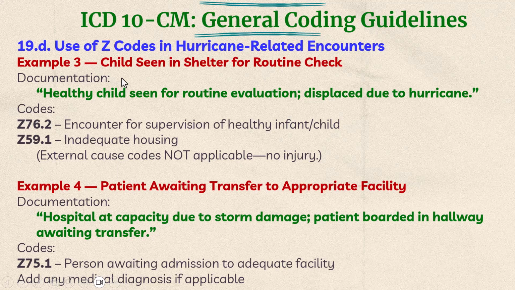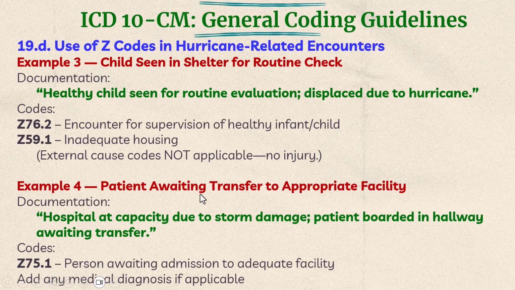Example 3, child seen in shelter for routine check. So documentation says healthy child seen for routine evaluation, displaced due to hurricane. So here the codes are Z76.2 for encounter for supervision of healthy infant or child, Z59.1 for inadequate housing. External cause codes are not applicable because there's no injury.